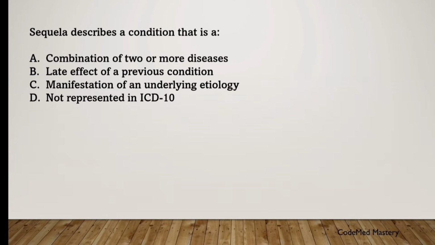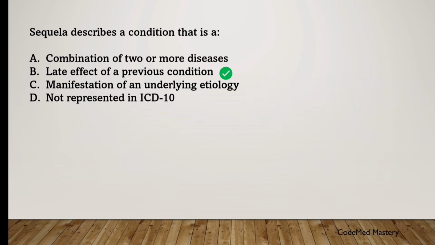Next question. Sequela describes a condition that is: option A, combination of two or more diseases. Option B, late effect of a previous condition. Option C, manifestation of an underlying etiology. Option D, not represented in the ICD-10. The correct answer is option B, late effect of a previous condition.